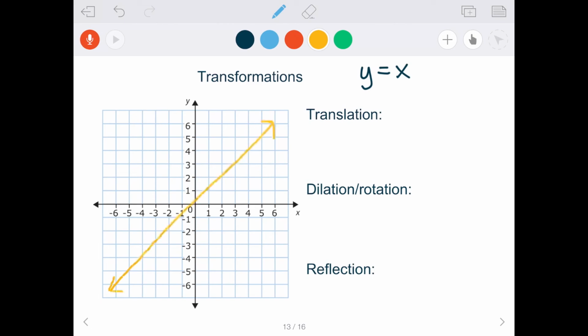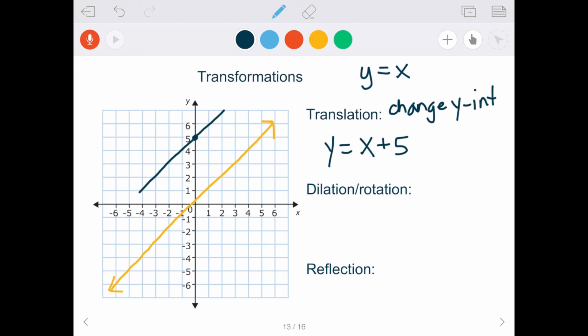So for a translation, remember, if you want to do a translation, you are changing the y-intercept. That will move the line up or down. So you keep the slope, you keep the x the same, and you just add or subtract something. What if I do plus 5? That means my line is here, but it still has a slope of 1. All right, if you do a translation, your lines will be parallel.